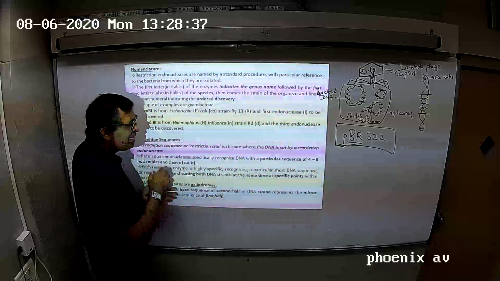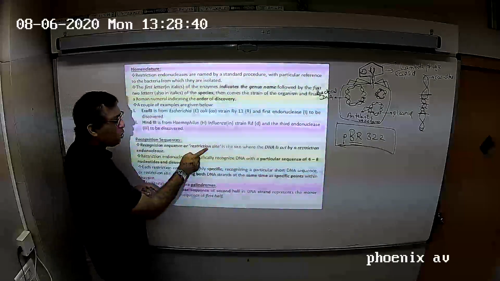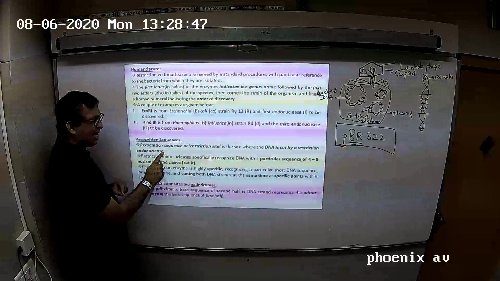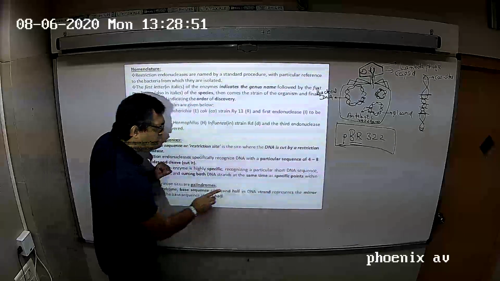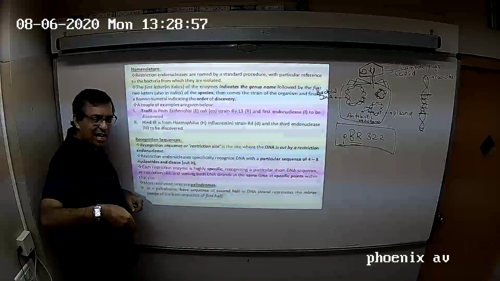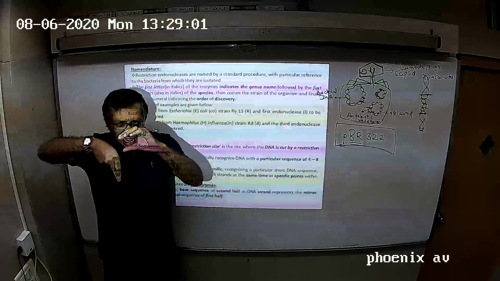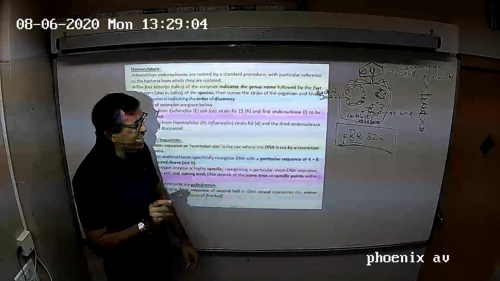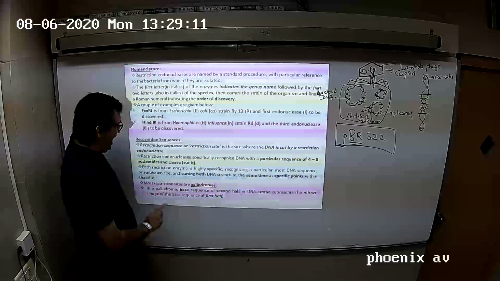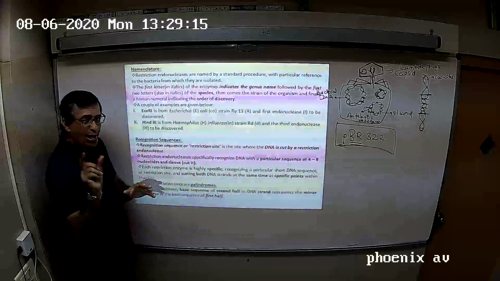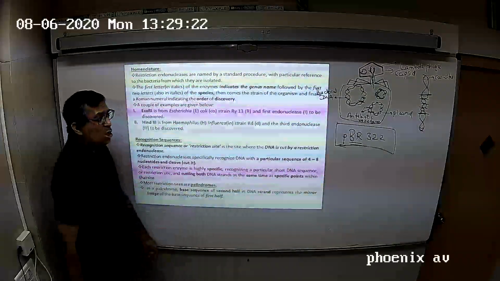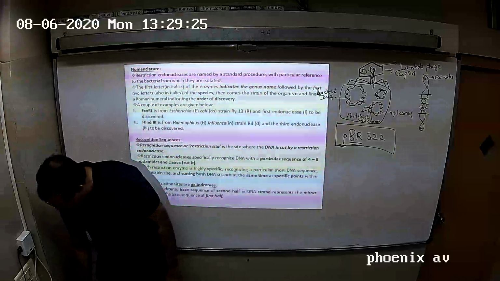Now, what are restriction sequences? A recognition sequence or a restriction site is the site where DNA is cut by a restriction endonuclease enzyme, which is a particular sequence of 4 to 8 nucleotides. So the restriction endonuclease enzyme cuts the DNA at a specific site, and that site is called the recognition sequence. That site is a specific site of 4 to 8 nucleotides. Most restriction sequences are palindromes.